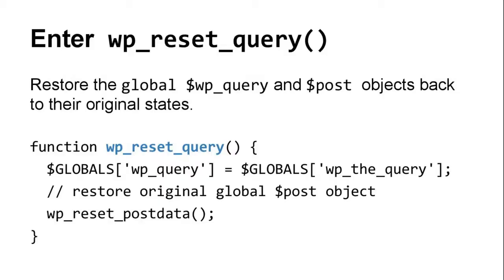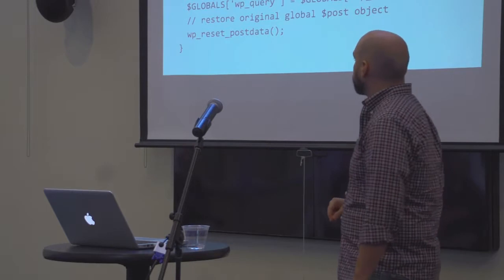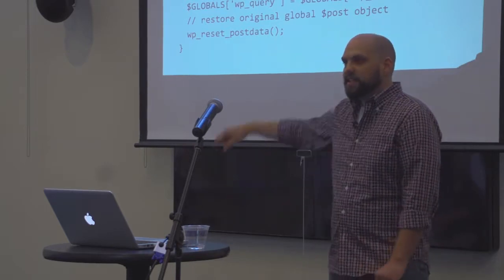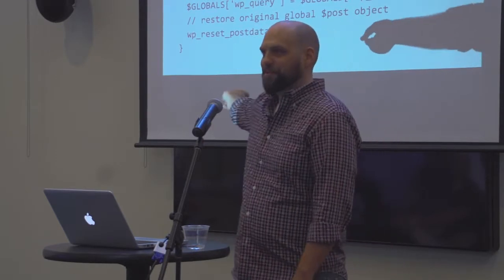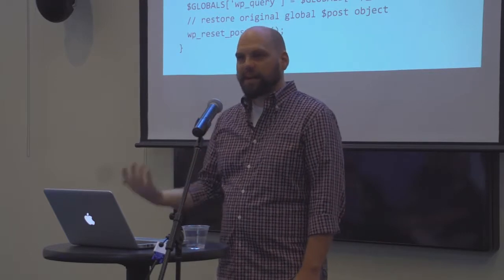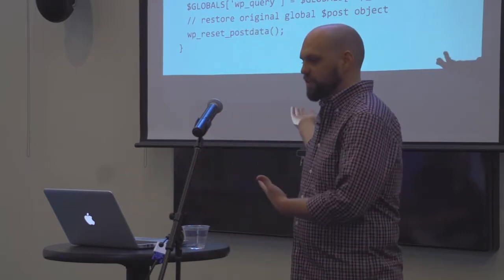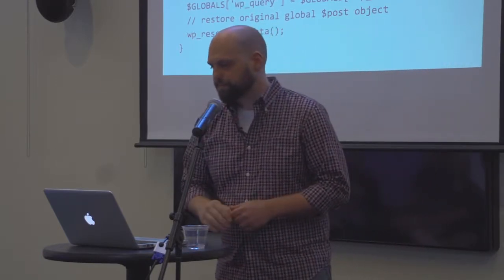So enter wp_reset_query, very important. This function restores the global WP_Query back to its original state, as well as the global post object. So this is just that function exactly. We'll see that it is setting the global wp_query equal to the global wp_the_query, which simplified is the original state. It's a backup of the query. That way we can do these things. And then it runs another function that does the same thing for the post object, wp_reset_postdata.